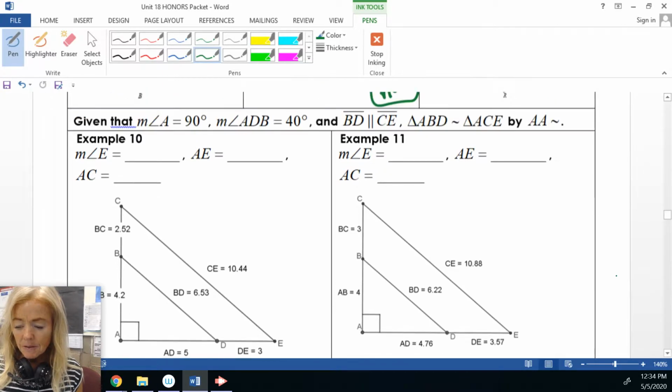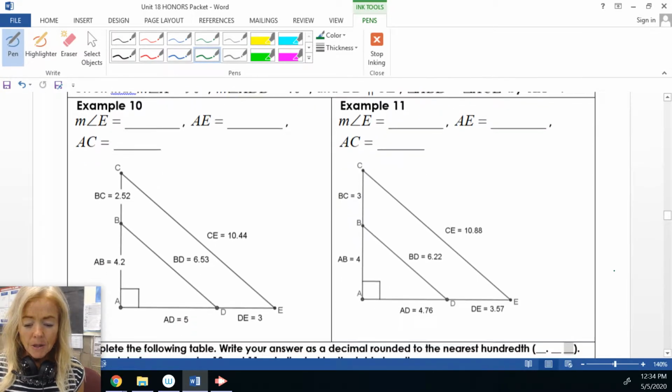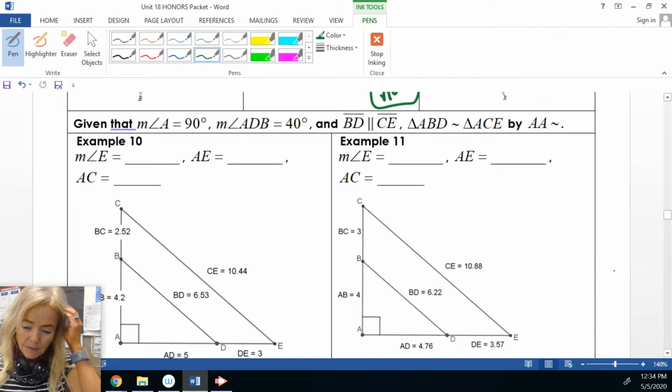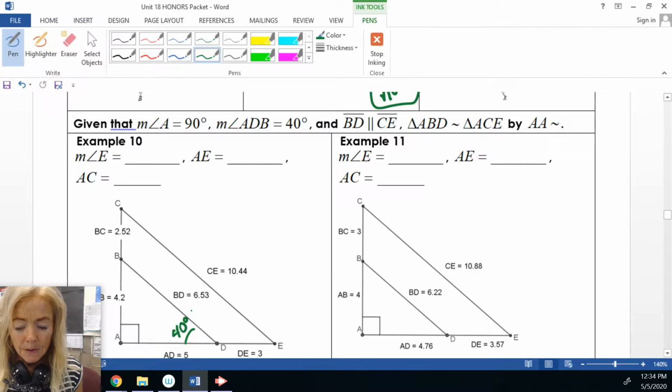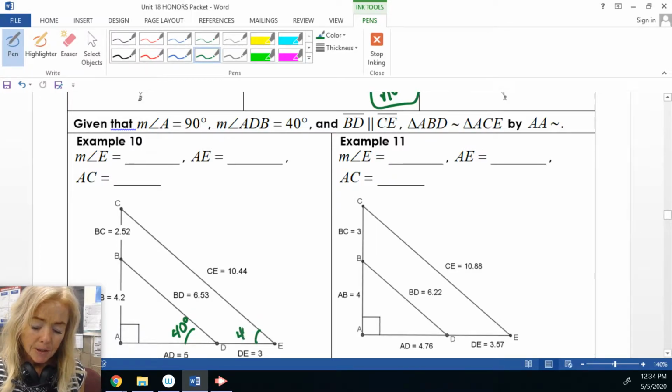Oh, I guess I kind of need to see that. Okay, so for example 10, the measure of angle E is going to be what? Well, we know A is 90 degrees, and ADB is 40, so this angle right here is 40 degrees. If that's 40 degrees, then the other angle also has to be 40 degrees because the two sides are parallel. And if those two sides are parallel, corresponding angles will be congruent, so angle E must be 40 degrees.